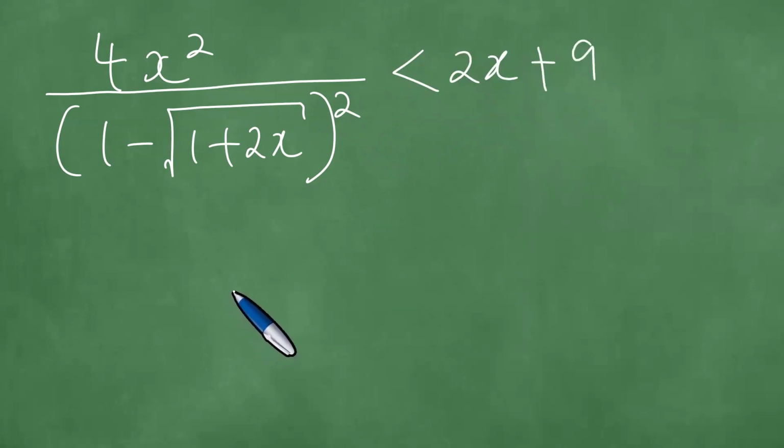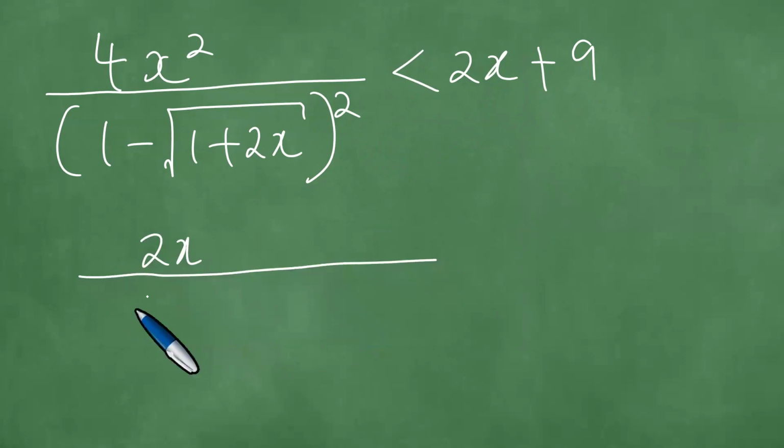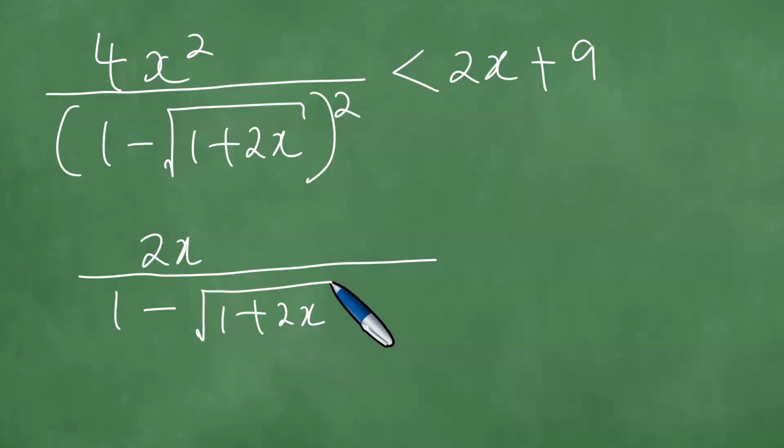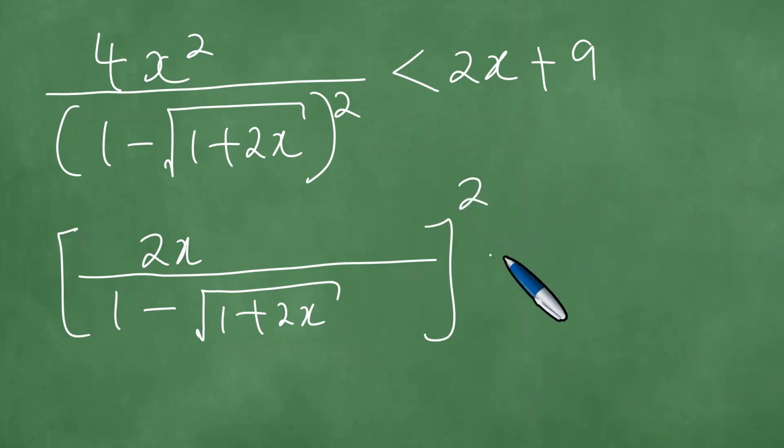We take note of the fact that the numerator can be written as just 2x, and we proceed to divide by the denominator, 1 minus the square root of 1 plus 2x, and we square like this, and this is less than 2x plus 9. We are showing that the left-hand side of the inequality can be written as a perfect square. Now, if the left-hand side can be written as a perfect square, we proceed to analyze this more.